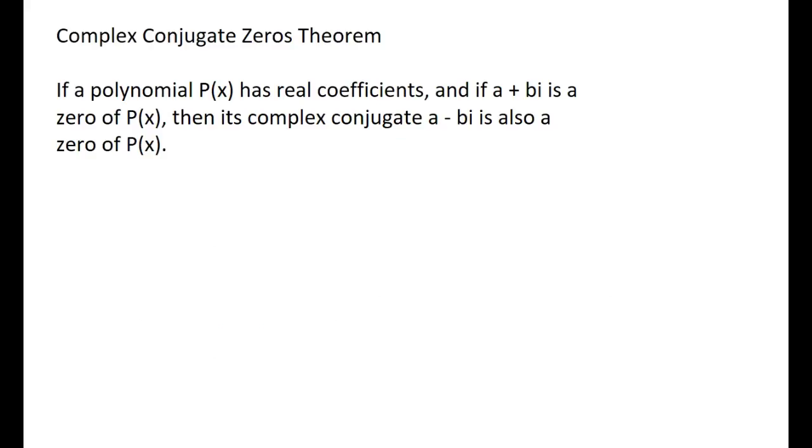And our third and final theorem for this screencast is the complex conjugate zeros theorem. It says that if a polynomial has real coefficients, so folks, it's got to have real coefficients, not complex coefficients, and if a plus bi is a zero of p of x, then its complex conjugate, a minus bi, is also a zero. In other words, if you have one root or solution or zero that is a plus bi, you are guaranteed to have a partner a minus bi. Complex solutions always come in conjugate pairs.